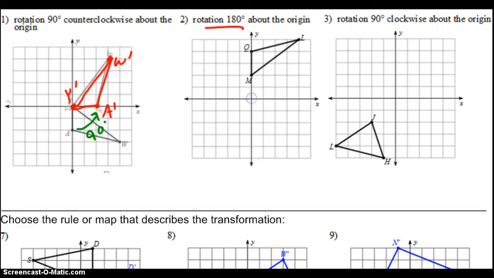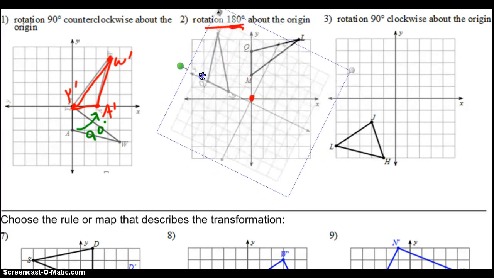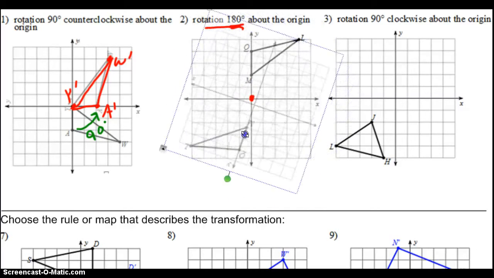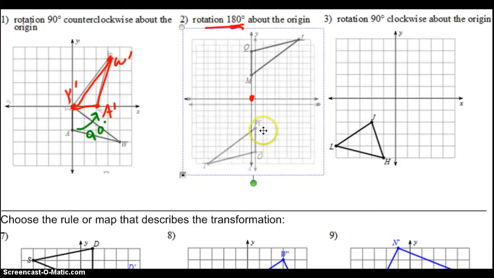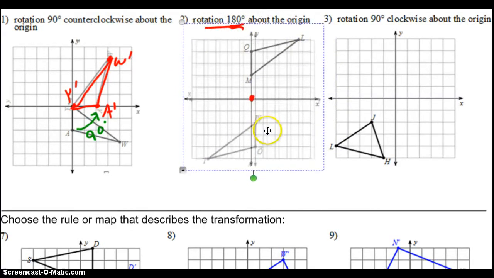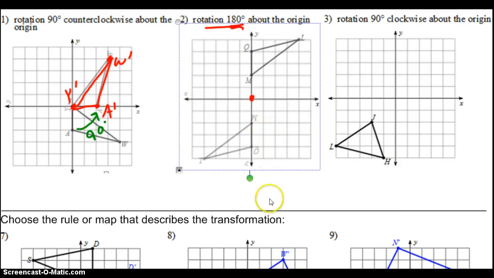Let's see, the second one asks me for a 180 degree rotation about the origin. So again, I'm going to spin around this middle point. That's my center of rotation. And it doesn't matter whether it's clockwise or counterclockwise, 180 degrees is half a turn either way. Let's go ahead and spin it. All right. And so that's 90 degrees there, and there's the full 180 degrees. Let's line this up a little better. And there it is.